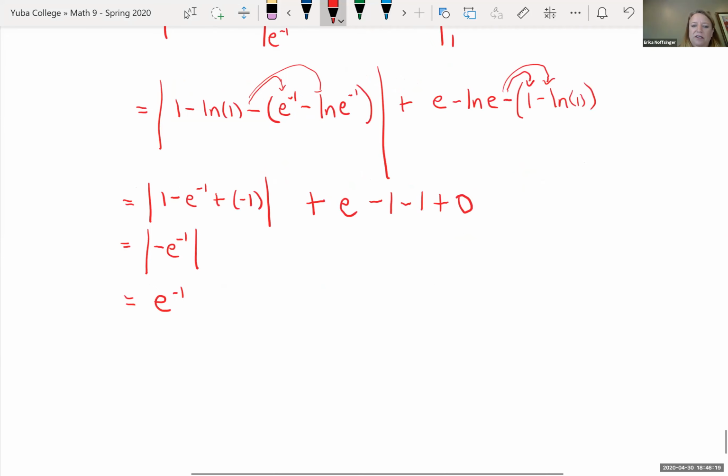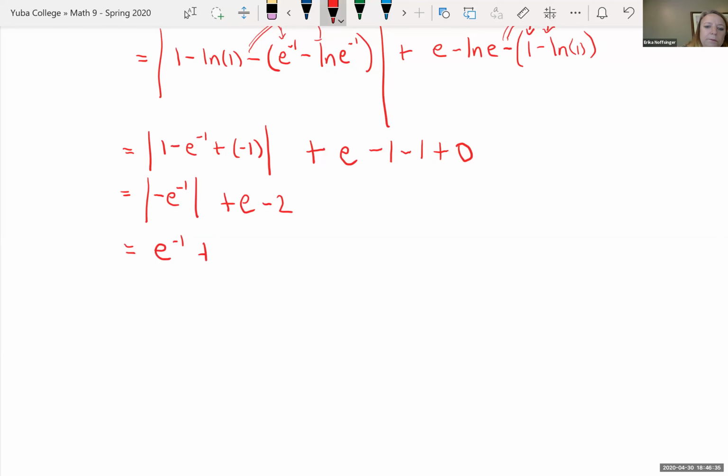So right here, I'm going to bring down my plus e. -1 minus 1 is -2. I know that's a positive number because 2.718 minus 2, that's a positive number. So I'm okay. That was above the x-axis. This is plus e minus 2. So I'm not sure if they wanted an approximation or not. And if they do, we could rewrite that e to the -1 as 1 over e, plus e minus 2. So that would be the exact answer, and 1.086 is the approximate.